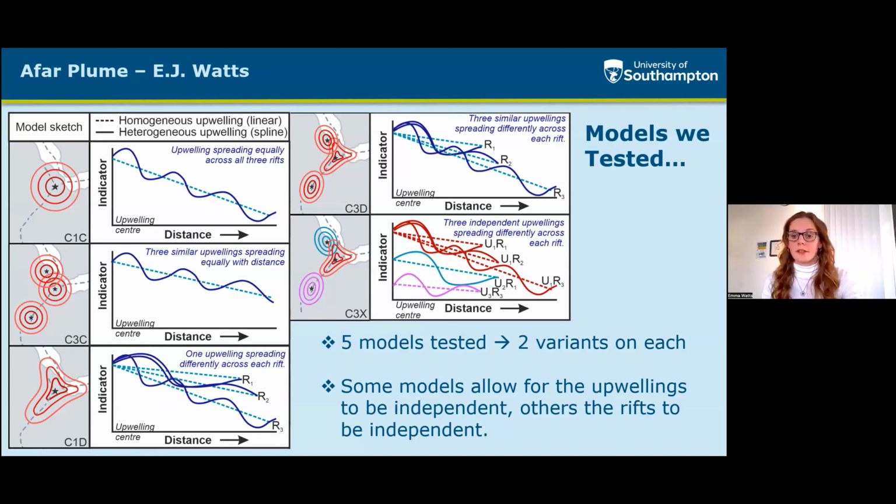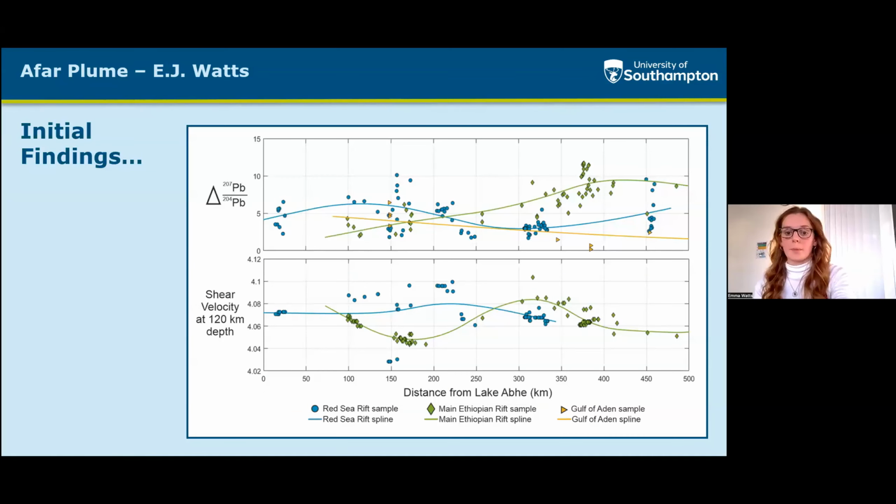So what we did was we had our data. We would plot our 12 indicators against distance, and see whether these models predicted this data well. What we came up with are plots like this. This is 2 of our variables we picked: delta lead and shear velocity. You can see our data points across distance, and these are the lines that a model would fit.